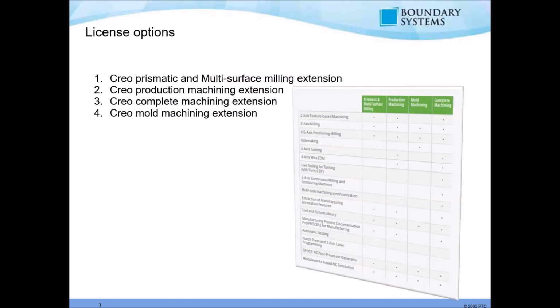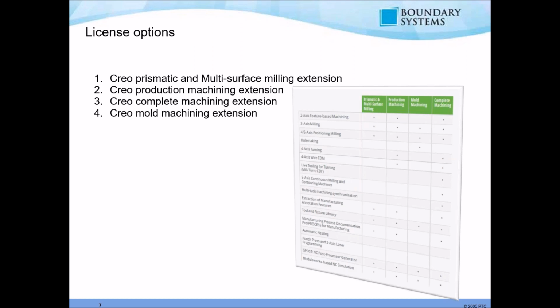Then as we start with the NC stuff, always important as a beginner, or as you start using the software, is to know what you have and what capabilities you have. So this is the one slide I quickly want to talk about. You will see there are about 4 options when you start looking at the manufacturing side of Creo. We've got the prismatic and multi-surface milling extension. That's the basic package. You get two axis feature-based machining, 3-axis milling, and then you can do 5-axis positioning milling as well. That's where you take a part, you turn it a certain degree, and you apply a 3-axis toolpath to it. Then you turn that part again, and you apply a 3-axis toolpath to it. So nothing simultaneous over there.